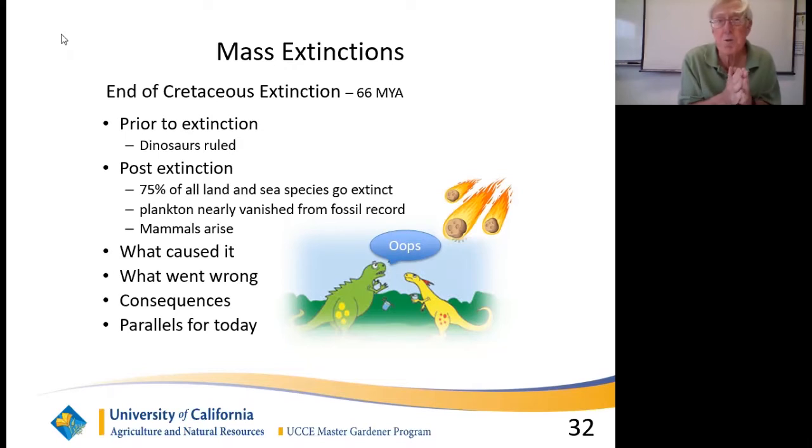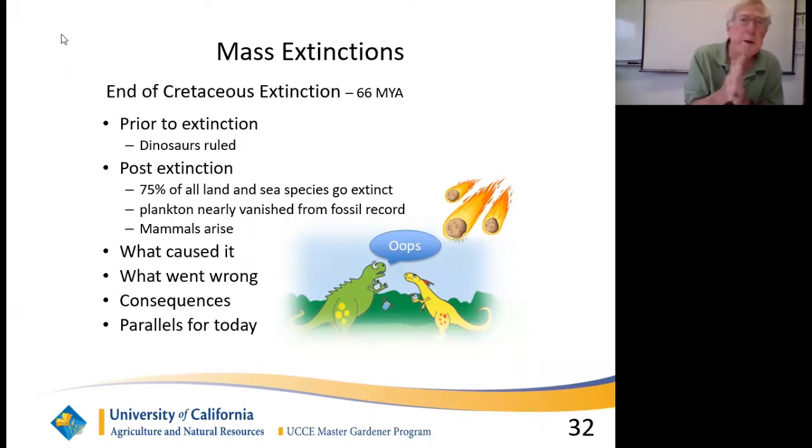So what were the consequences of that? Well, obviously, one consequence was 75% of species became extinct. The extinction also brought an end to the 136 million year reign of the dinosaurs, and ushered in the rise of mammals, and eventually us.